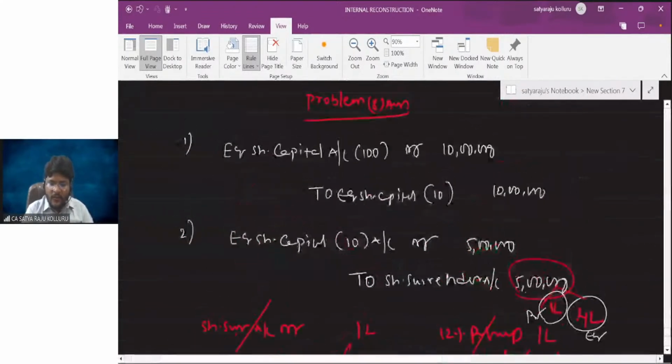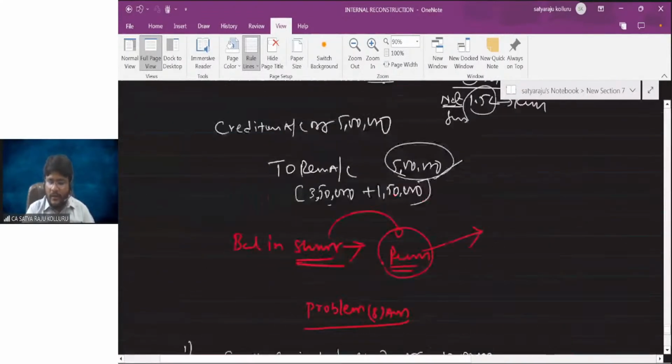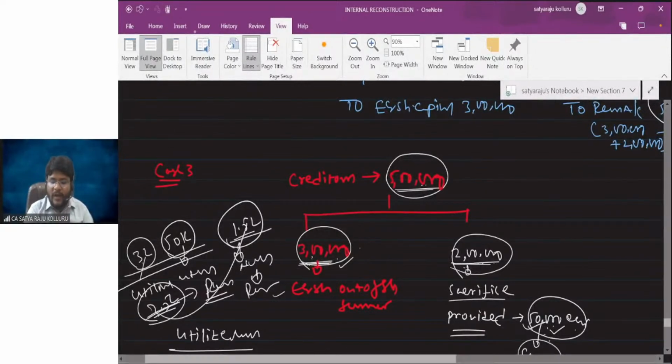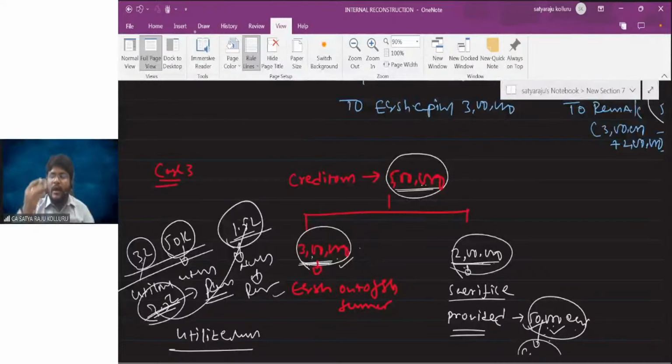Now, if you check the last case, what I told you in the last case, this is not related to problem number 8. In the last case, case number 3, out of 5 lakh worth of creditors, 3 lakh, we are issuing equity shares out of share surrender. And the remaining 2 lakhs, out of sacrifice of 50,000, in return they are expecting equity shares, which we are issuing in the form of equity shares.